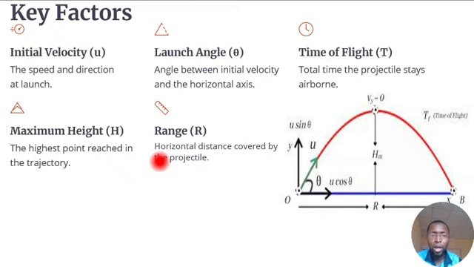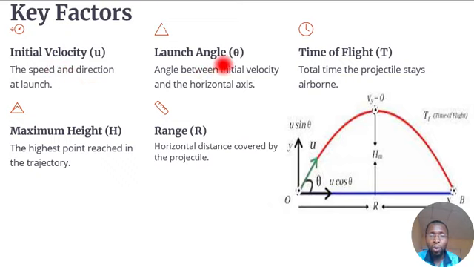Now let's begin to consider some key factors in projectile motion. Number one is the initial velocity. Whenever a body is launched into the air, it moves with an initial velocity from the point of launching. Look at this ball now. This ball begins to move from this point. At least the ball is moving from an initial velocity of 0. U represents initial velocity. So we have initial velocity as one of the key factors in projectile motion.